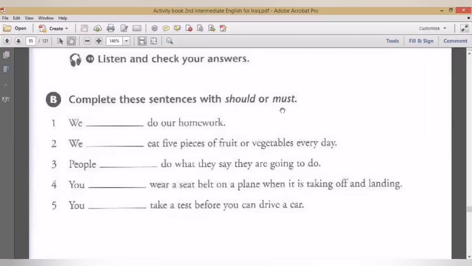Sometimes, pay attention that sometimes it is difficult to say which of these modals is correct because it depends on the attitude of the speaker. So for example, the first one, you can either say must or should. Both of them are correct for the first one. The second one, we eat 5 pieces of fruit or vegetables every day.